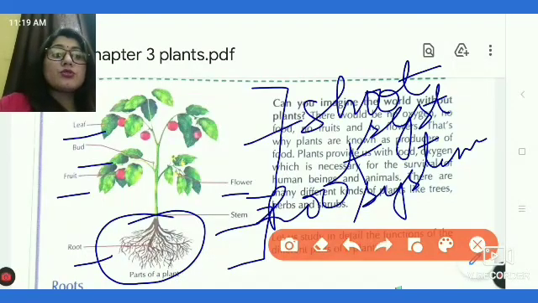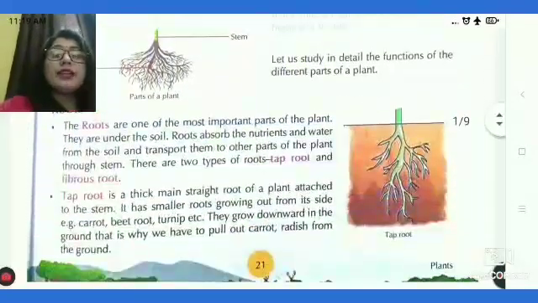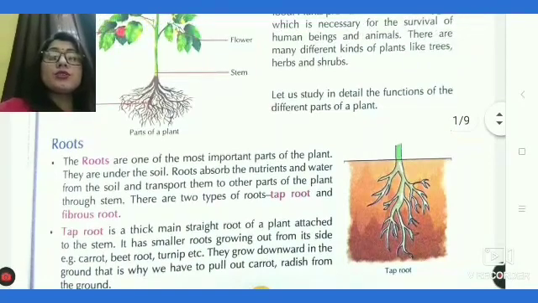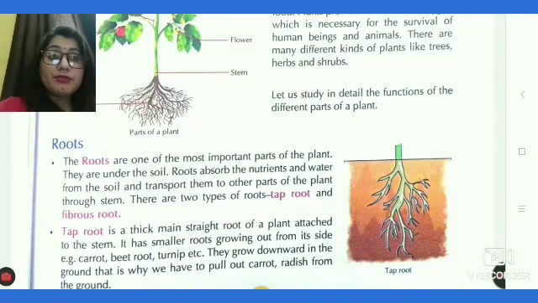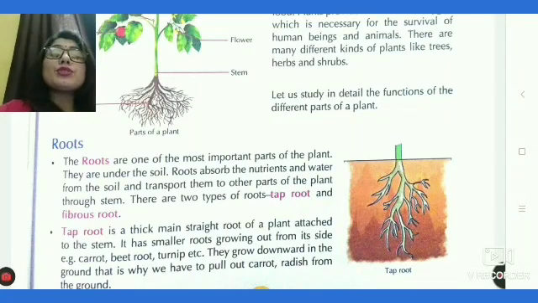Alright children, next we will talk about roots. One by one we will talk about different parts of the plants, and we will read about their functions. So first is roots. The roots are one of the most important parts of the plant. They are under the soil. This is very natural that you have seen plants and you have seen their roots. They are under the ground.